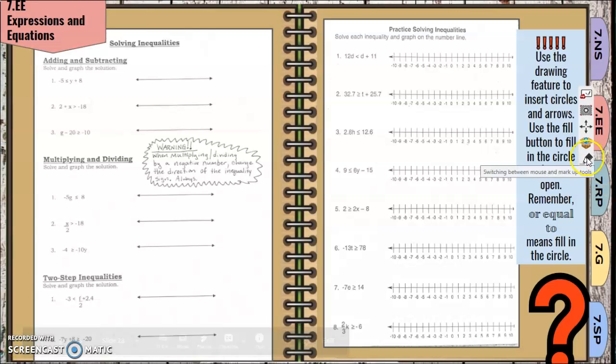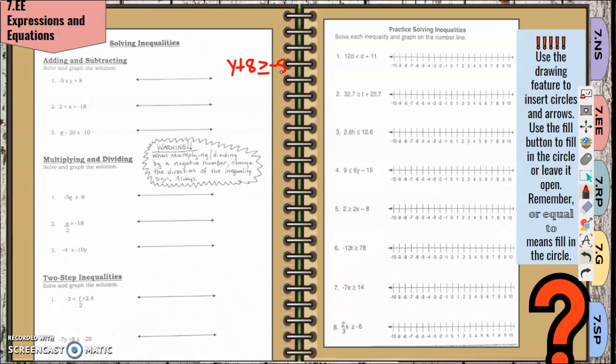All right, when you're solving inequalities, first thing you have to do is make sure your variable is on the left side. So for number 1, -5 is less than or equal to y plus 8. I'm going to rewrite this to be y plus 8. I have to flip my inequality sign because I flipped my inequality. So I have y plus 8 is greater than or equal to -5.